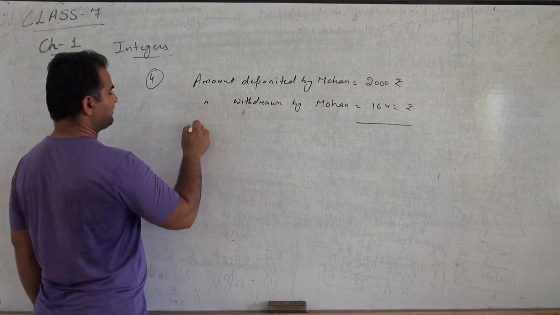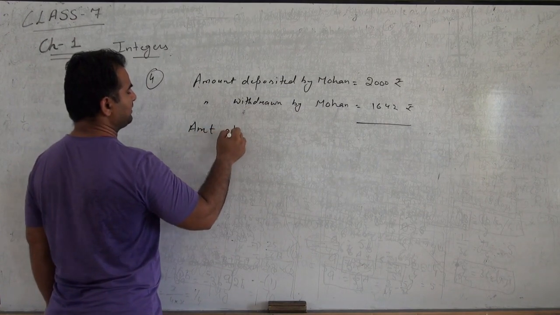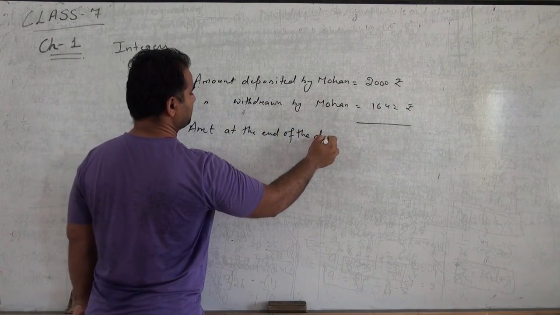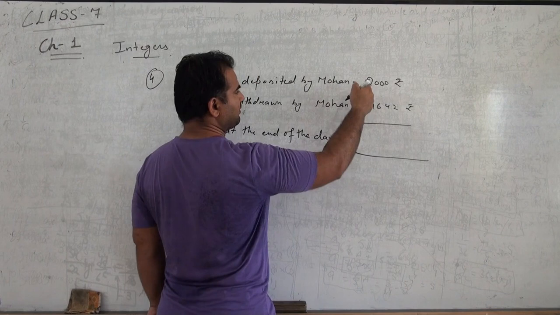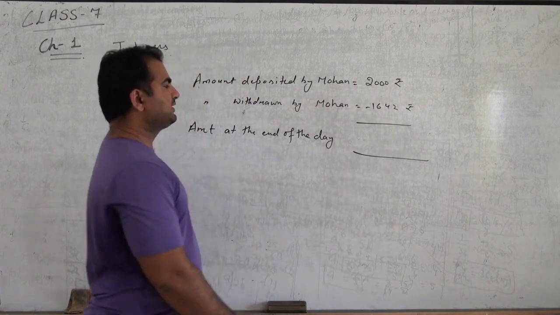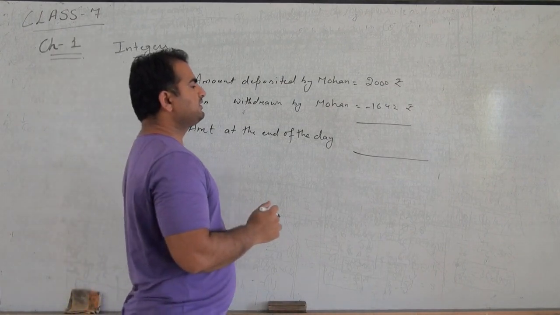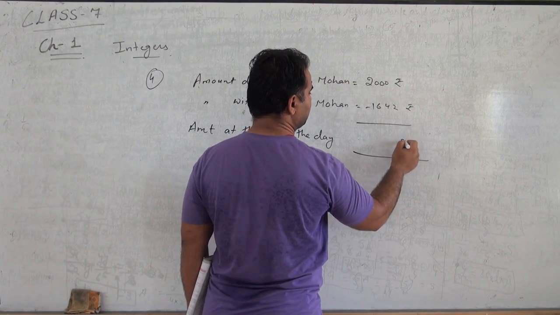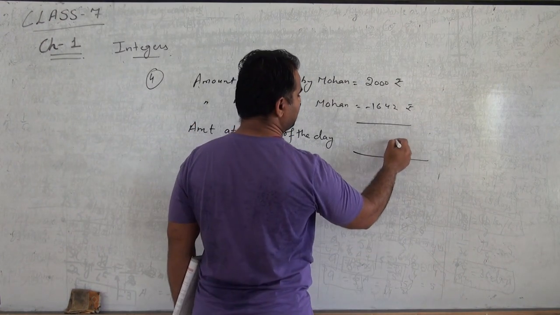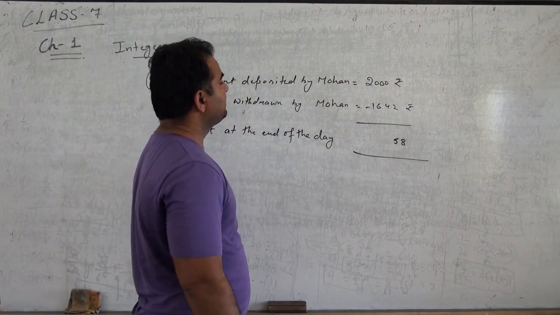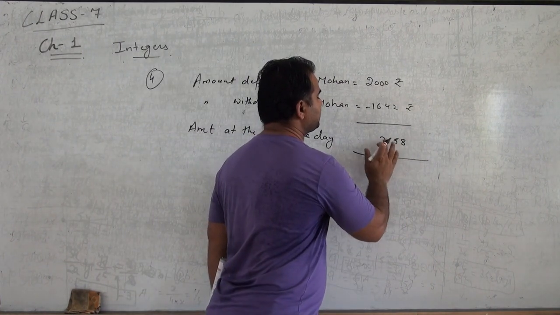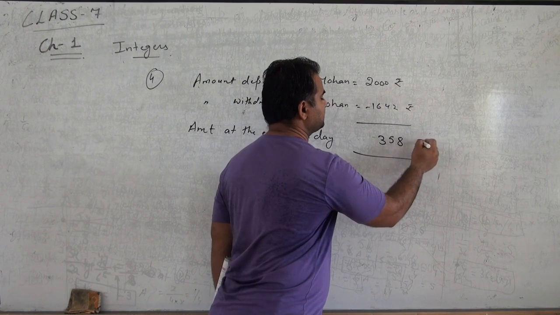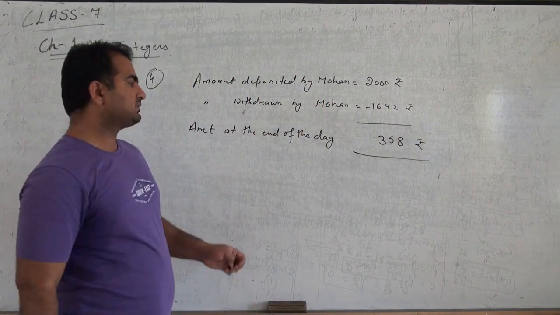What was the amount at the end of the day? It will be 2000 minus 1642. Okay, when we subtract these, what is 10 minus 2? It will be 8. What is 9 minus 4? It will be 5. And what is 19 minus 16? It will be 3. Rupees 358 will be the final answer. 358 rupees. Done?